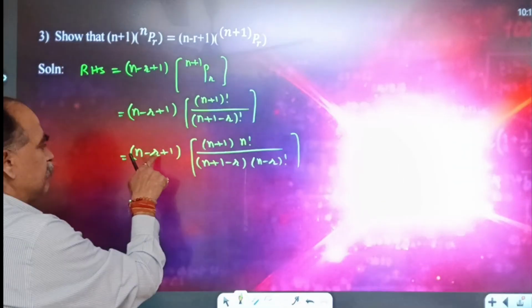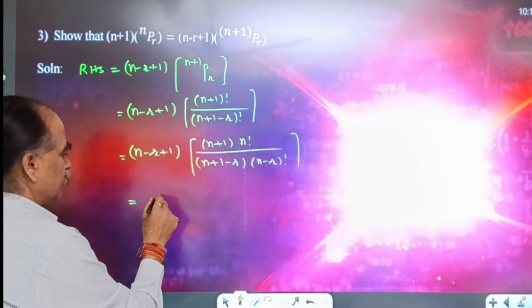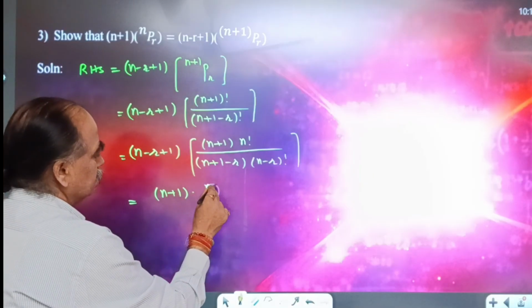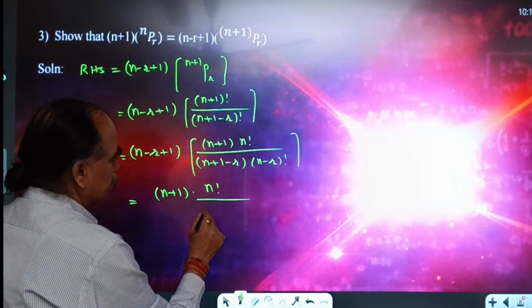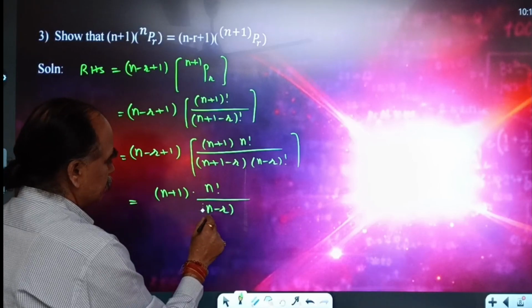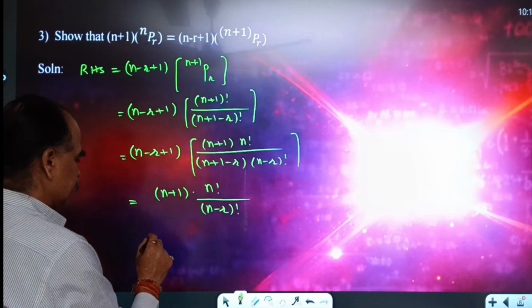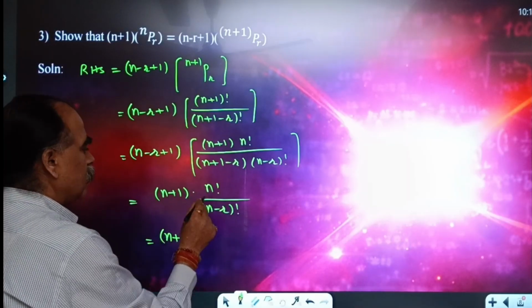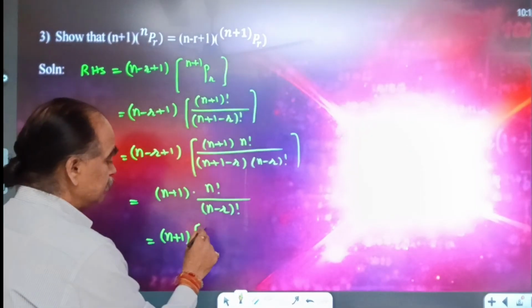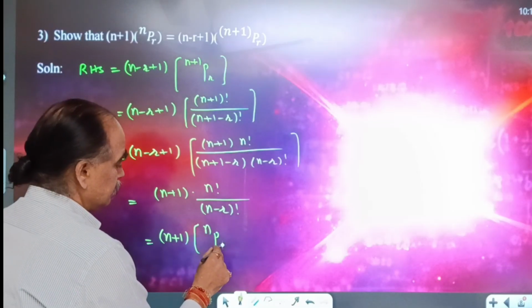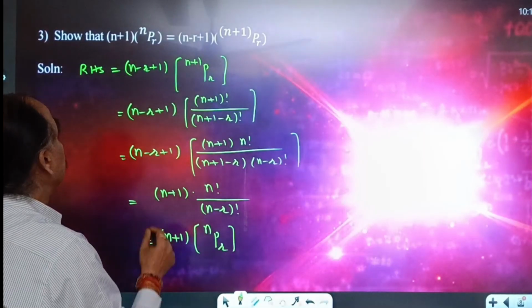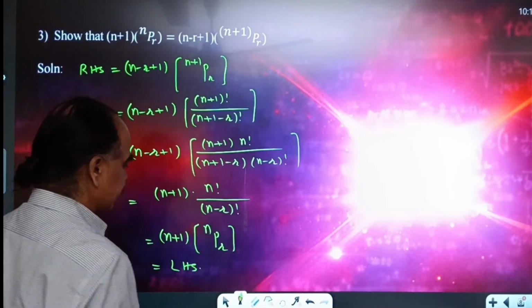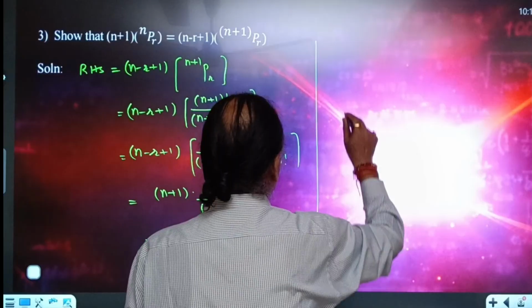Now n minus r plus 1 will get cancelled. What is left? n plus 1 into n factorial upon n minus r factorial. This n plus 1 you keep as it is. What is n factorial upon n minus r factorial? nPr. And this is nothing but your left hand side. Therefore, proved.